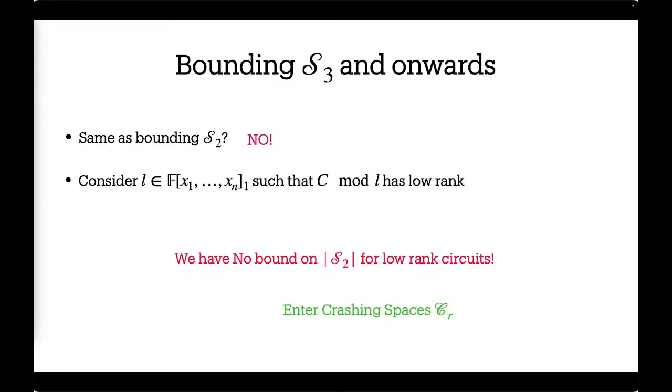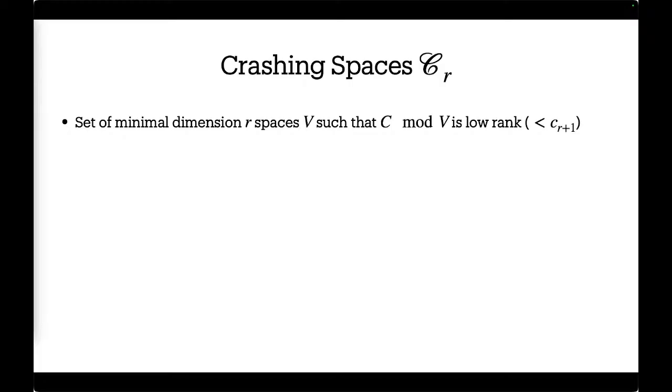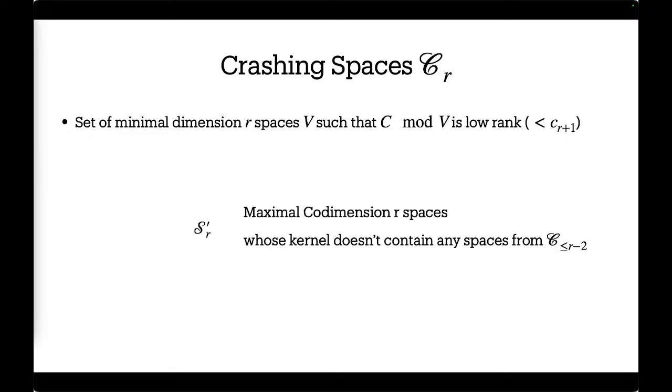And in comes what we call crashing spaces. So this linear form is a one-dimensional crashing space. So what are crashing spaces? Crashing spaces are these minimal dimension R spaces, such that if you go mod them, the circuit becomes low rank. And then we define a version of vanishing spaces, which was pretty much the same that we just discussed, maximal codimension R spaces. But we have another condition that the kernel of these vanishing spaces doesn't contain any crashing spaces.